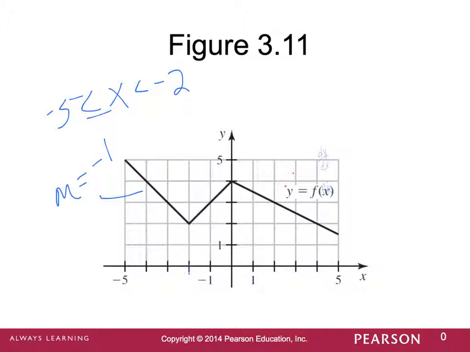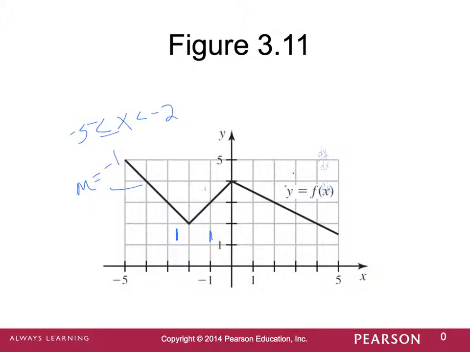Looking from -2 up to 0, we see that we have a slope of +1. And so we transition from -1 to +1 at that x value of -2, and that's why we have a corner, and that's why we are not differentiable at that point, because our derivative is not continuous. All right, and then if we look at our last piece from 0 out to 5, we see that we have a slope of -1/2.